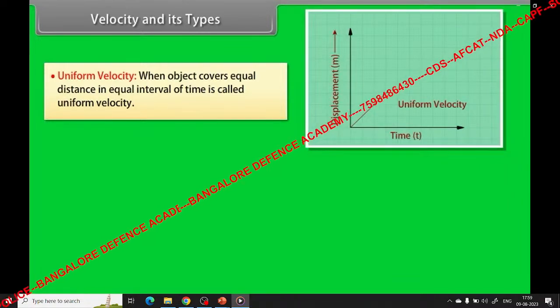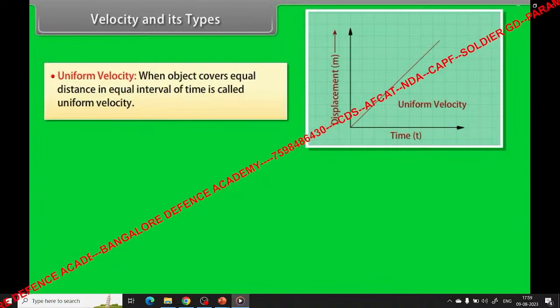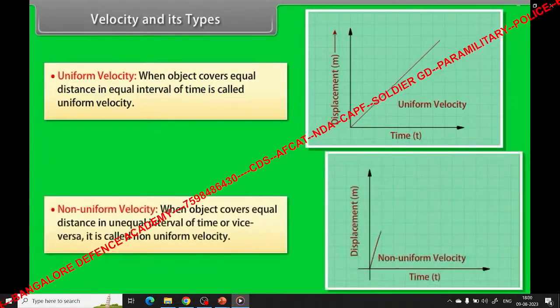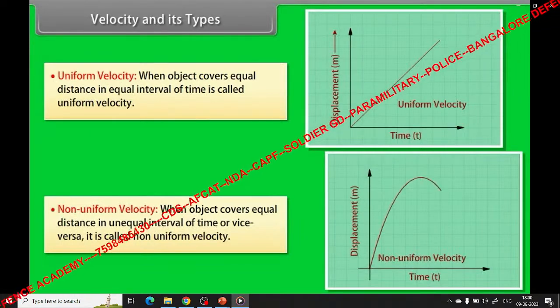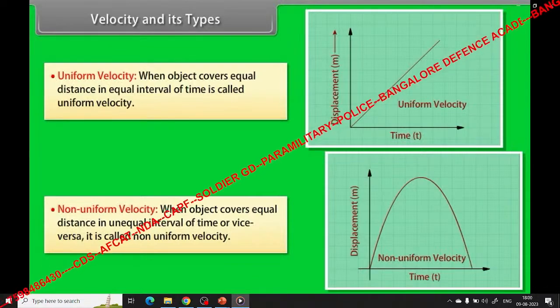Uniform velocity. When an object covers equal distance in equal intervals of time, it is called uniform velocity. Non-uniform velocity. When an object covers unequal distance in equal intervals of time or vice versa, it is called non-uniform velocity.